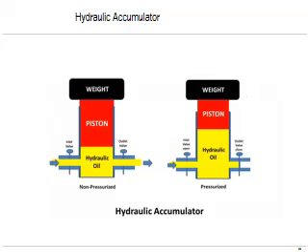This is the accumulator. The oil enters on the left side and the outlet is on the right side. There are an inlet valve and an outlet valve available. Here the piston dead weight is available. This is the hydraulic accumulator.